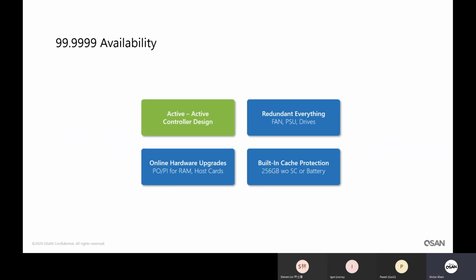Primarily, we offer 6 nines availability. It's dual active controllers, with redundant everything: fans, power supplies, drives. We also provide online hardware upgrades, which is quite unique. Later, I will explain why and how it works. Also, cache-to-flash protection is built into this unit, so customers will always have an option to enable it and have it running all the time in case they don't have power supply units or other protection against power loss.